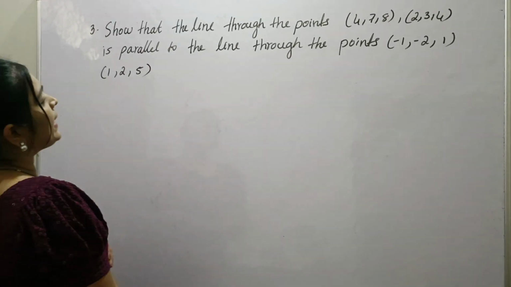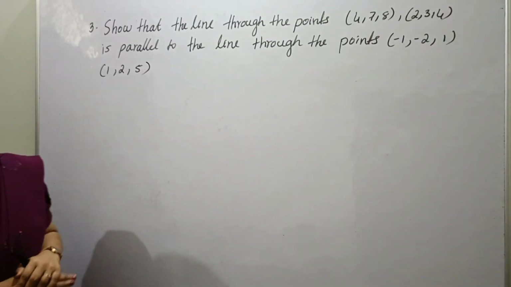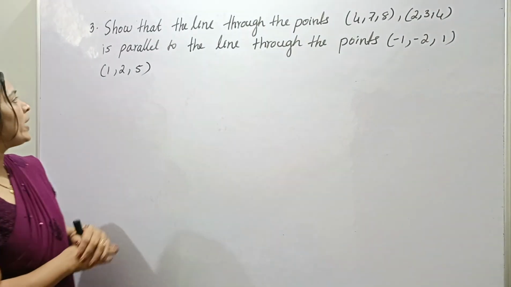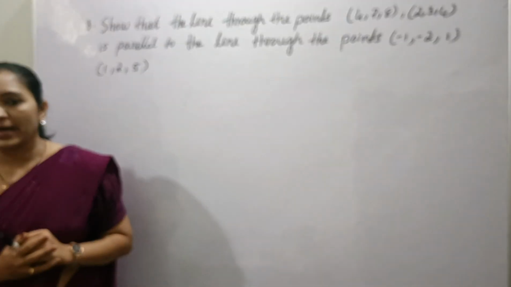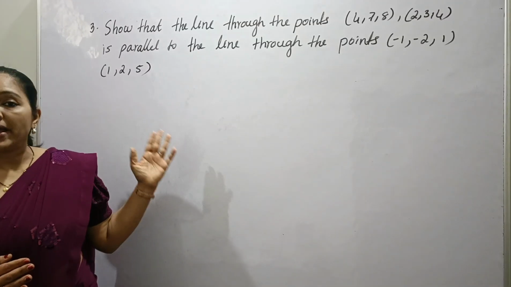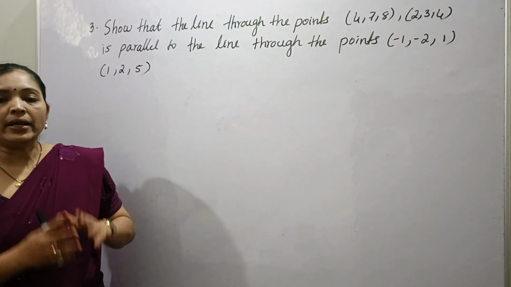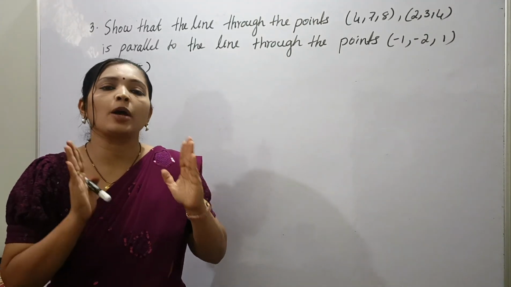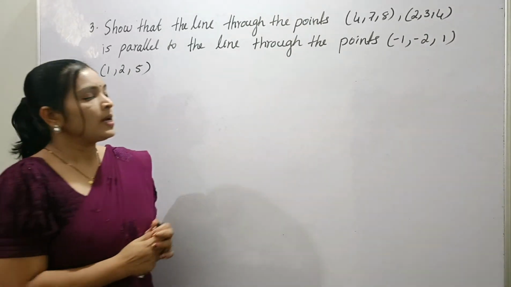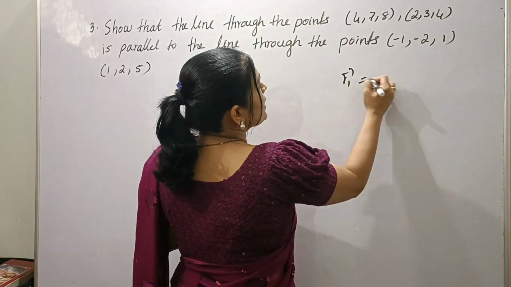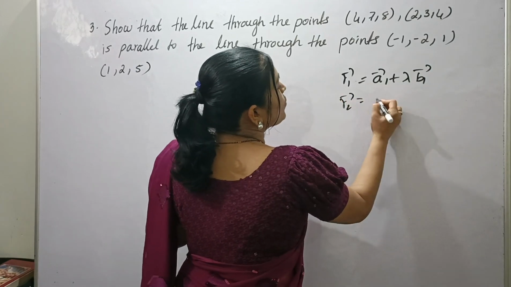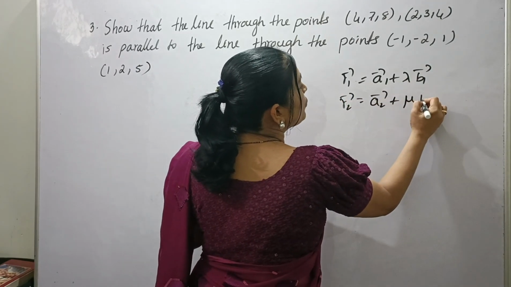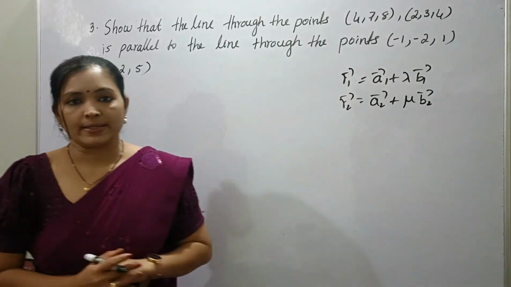Next question, show that the line through the points 4, 7, 8, 2, 3, 4 is parallel to the line through the points minus 1, minus 2, 1, 1, 2, 5. Okay, so here 2 points on the two lines are given, right? Here we can find direction ratios of these two lines. And here we have to prove these two lines are parallel. Okay, so how to prove? See, suppose vector r1 is equal to vector a1 plus lambda vector b1 and vector r2 is equal to vector a2 plus mu vector b2 are the two lines.